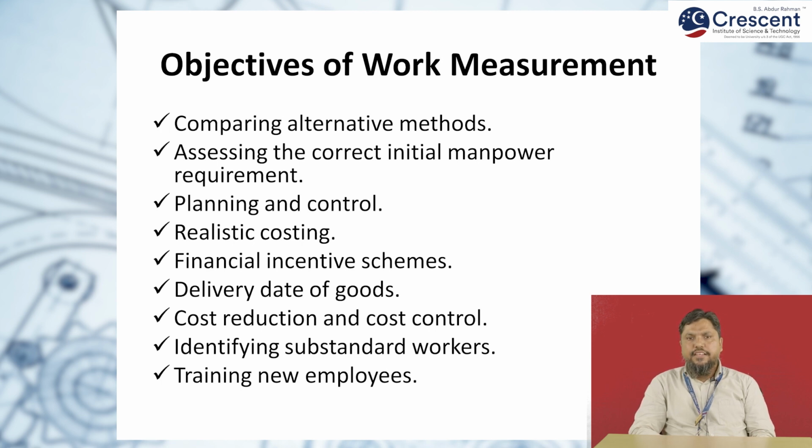Objectives of work measurement include comparing alternative methods, assessing the current and initial manpower requirement, planning and control, realistic costing, financial incentive schemes, delivery date of the goods, cost reduction, and identifying substandard workers, whom we will train as per the standard time and the standard method. How do we find the delivery time actually required? We know the one-piece production time, so we can promise the delivery time to the customer accordingly. It is also helpful for training new employees.